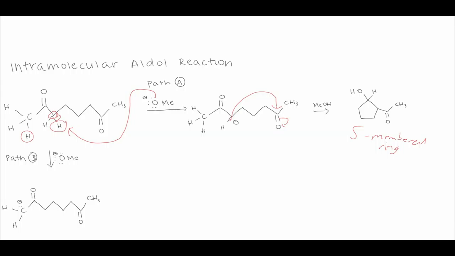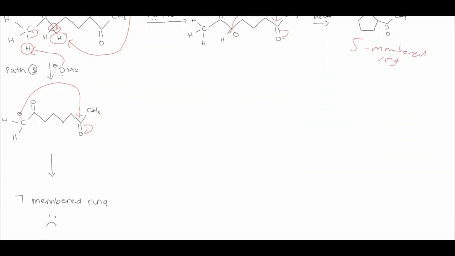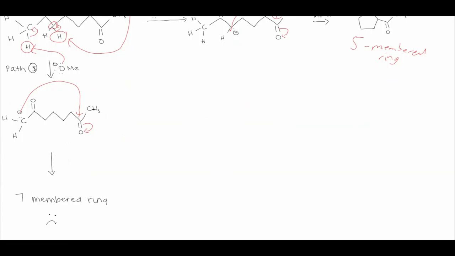And then the second pathway: the OH- attacks this alpha hydrogen, forming that carbanion on the outside. And in this case, it will attack the same way and form a 7-membered ring, which here is a frowning face. This product will not form. It will prefer the 5-membered ring because 5 and 6-membered rings are more stable. The reaction will prefer 5 or 6-membered rings.